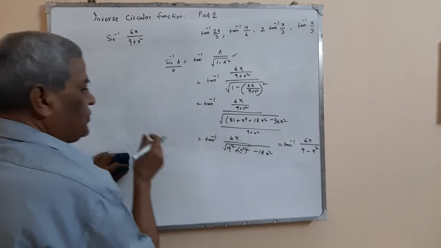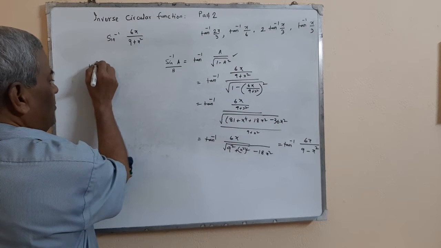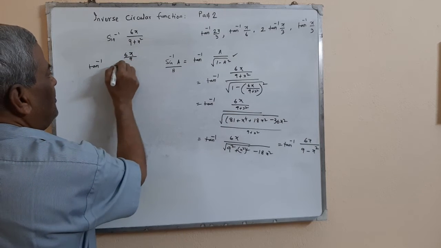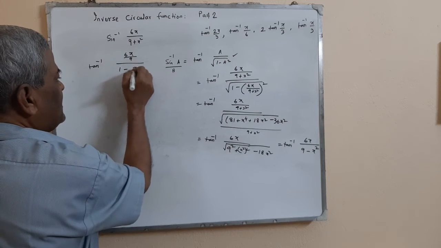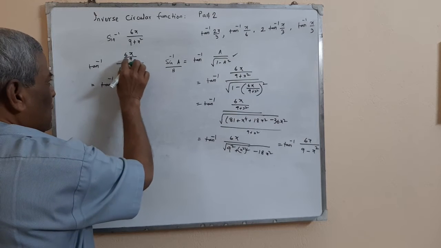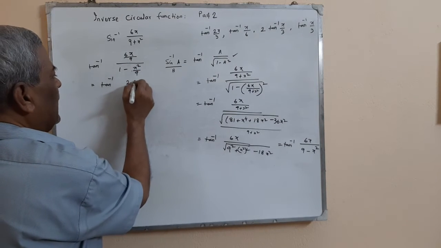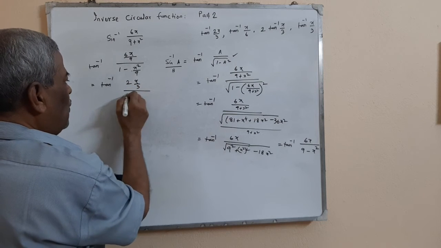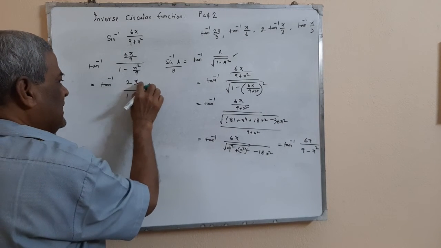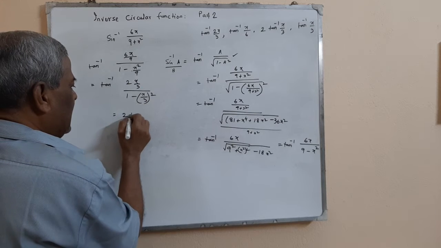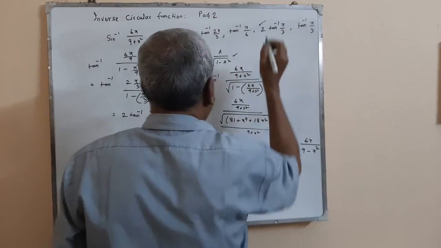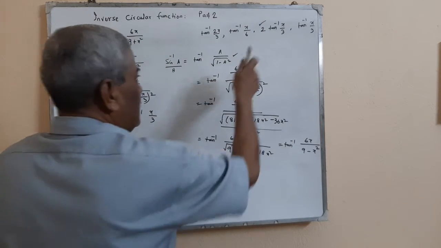This can be simplified as tan inverse, dividing throughout by 9, 6x by 9 by root over 1 minus x square by 9, is equal to tan inverse, after cancelling by 3, 2x by 3 divided by 1 minus x by 3 whole square. It is of the type tan inverse 2 theta by 1 minus theta square. So it is 2 tan inverse x by 3. And this matches with that option. So answer is C. That means this.